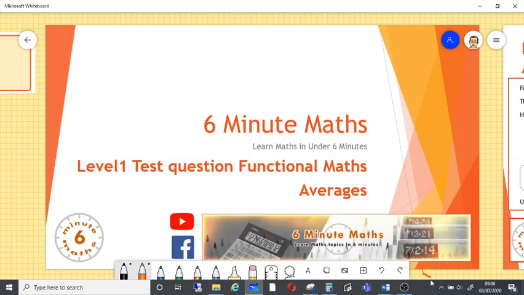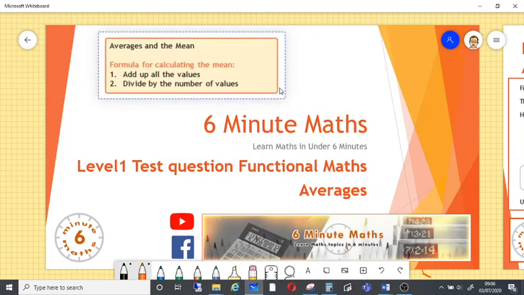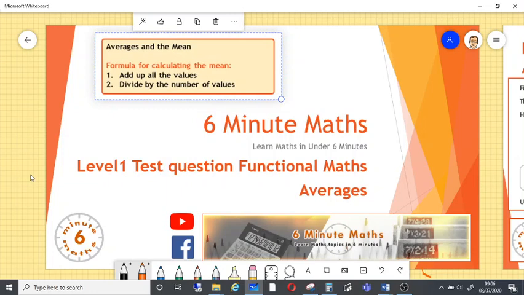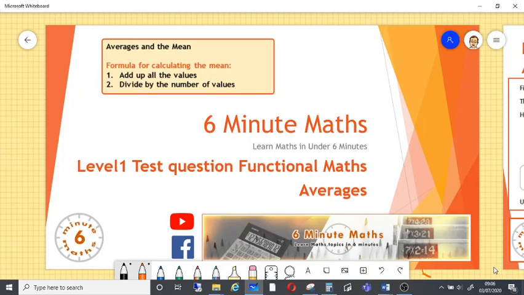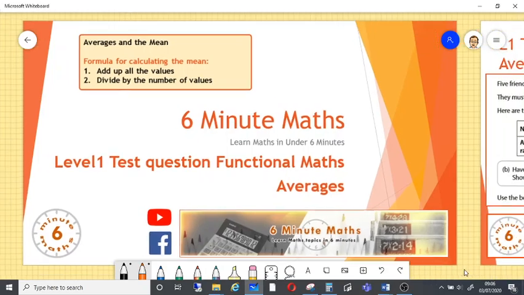Hello and welcome to 6 Minute Maths. In this session we're going to look at a level 1 test question for functional maths involving averages, and this may just run slightly over 6 minutes. I've got a couple of examples rather than one, so let's remind ourselves of the formula for working out the average, or the average mean. To work out the average mean, we add up all the values and divide them by the number of values to give us an answer.